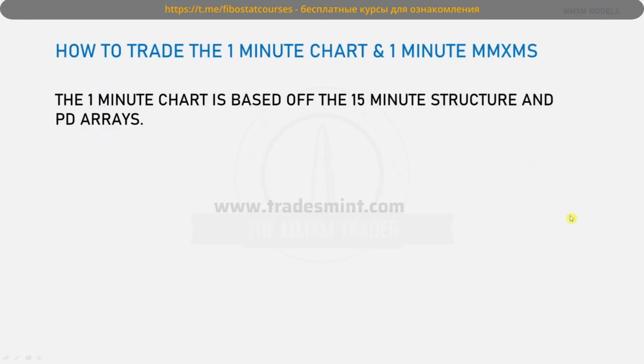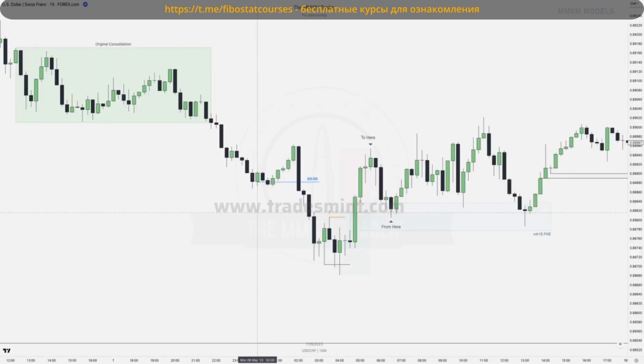So how to trade the 1-minute chart and 1-minute market maker models. The 1-minute chart is based off the 15-minute structure and PD arrays, right? So remember about time frame alignments from monthly to daily structure and so on and so on. And now we go from that 15-minute PD array into a 1-minute market maker model. Right, so we got USD Swiss franc again, right? Same chart. And now we can dive into even a lower time frame to scout where we can get in.